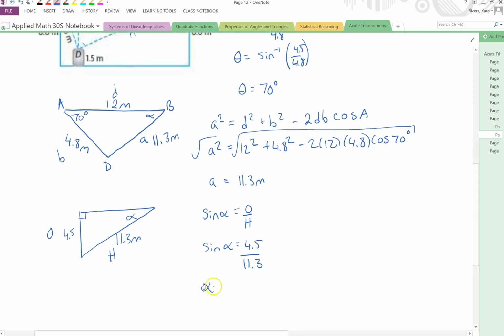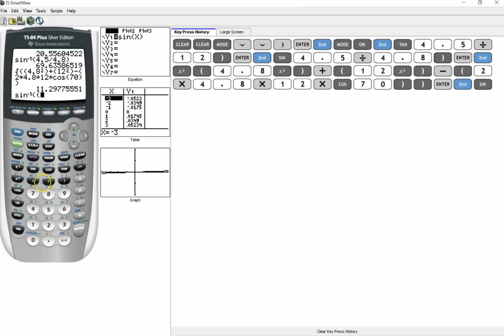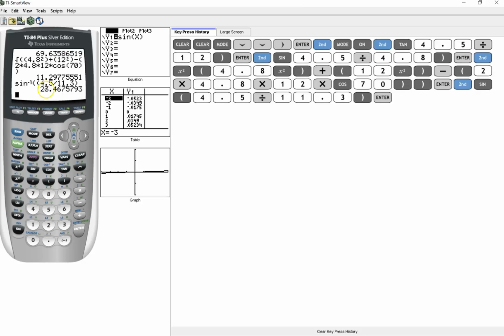To get the angle, it's inverse sine of 4.5 over 11.3. Doing that, we get that alpha is 23.5 degrees. Now again, we're rounding it to the nearest degree. So, inverse sine 4.5 divided by 11.3. We'll round that then to 23 degrees, because I had 23.5 because it was 4/6. But because it's a 4 first, we would just keep that as 23 degrees.